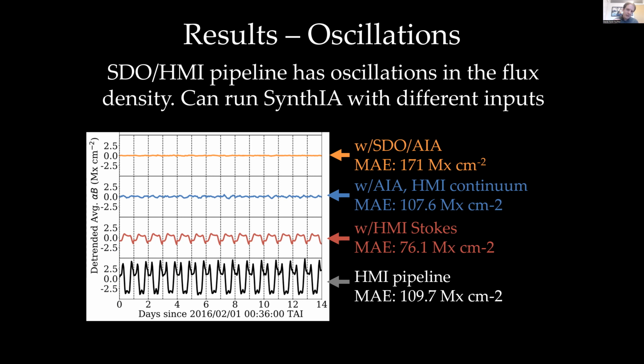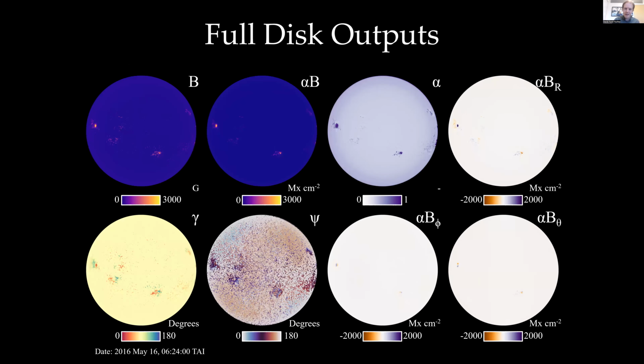If you add in a little bit of information, which is just the intensity image in the photosphere, you get actually quite accurate data and much reduced oscillations. And then if you use the full Stokes data, you get even better accuracy compared to the Hinode data, and the oscillations are quite a bit smaller compared to using the HMI pipeline, which again has these cat ear results.